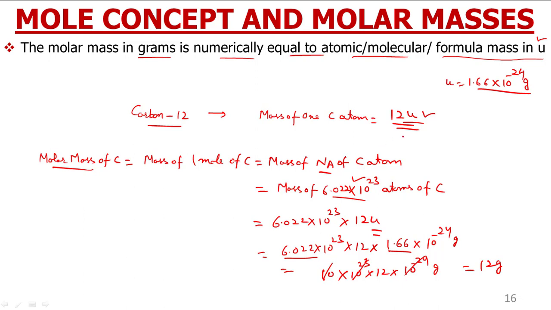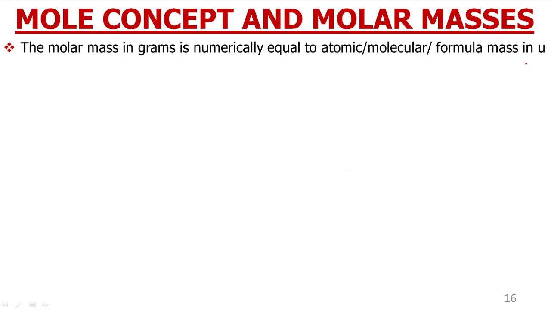The mass of a single atom was 12 U, and the mass of 1 mole of atoms is 12 grams. So that's what it says. It says that molar mass in grams is numerically equal to atomic or molecular mass in U. So the numerical value is the same, only the unit has changed. For a single atom it is U, and for 1 mole of atoms it is grams. So the molar mass of water is 18.02 gram per mole.